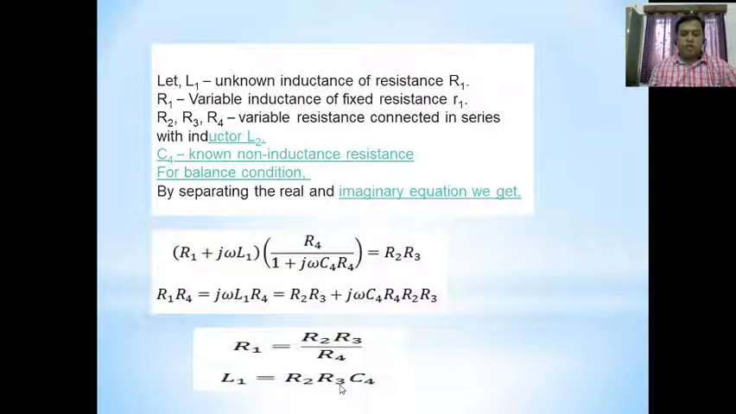So by capacitance we are knowing the inductance here. C4 is the capacitance and we are knowing the inductance here. So it is called Maxwell's inductance bridge. It is also called Maxwell's inductance capacitance bridge because we are using the capacitance in this method to find out the inductance.